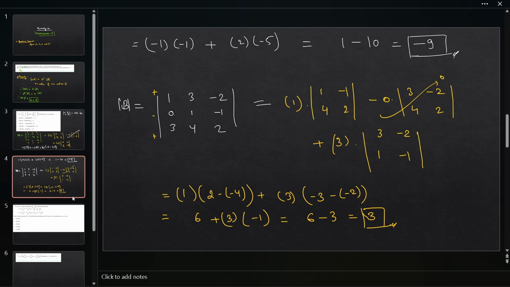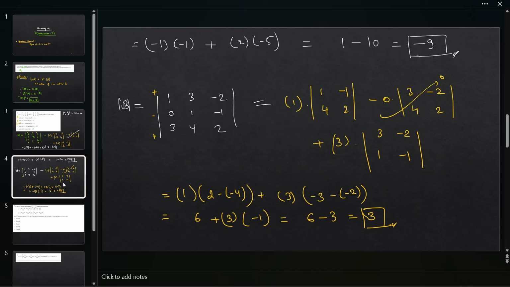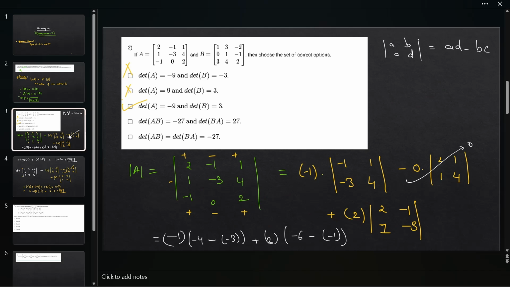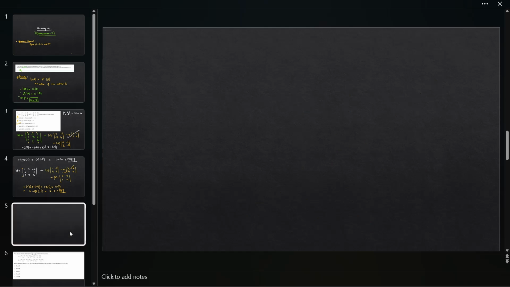So here we saw that the value of determinant of A is minus 9 and the determinant of B is 3. So minus 9 and 3 is the correct combination for us. Now, here the things get interesting when it is asking about determinant of AB. You may feel that we will have to first multiply A and B and then evaluate their determinant. No, in such cases, this property saves us.